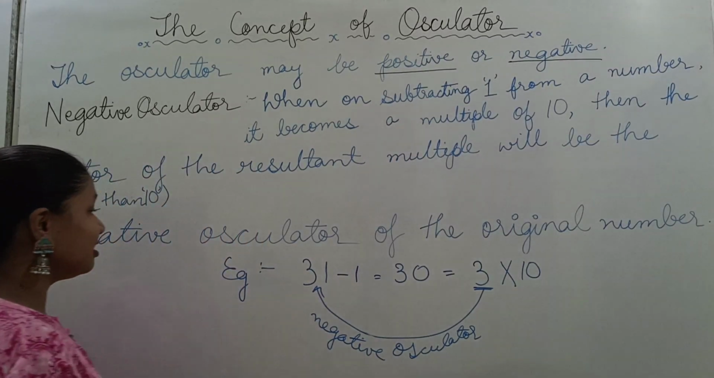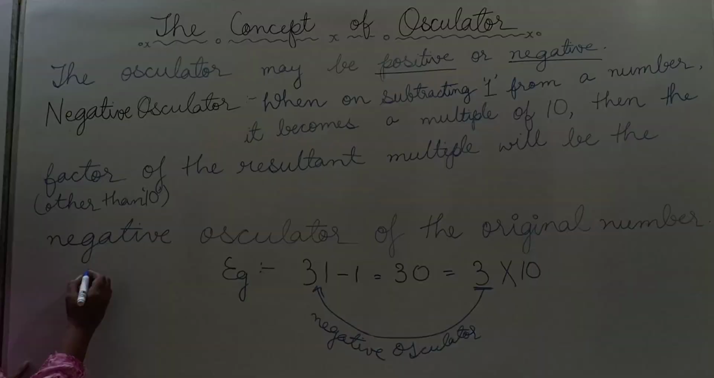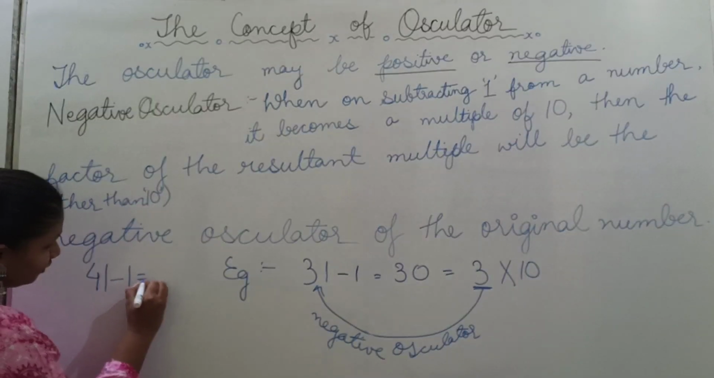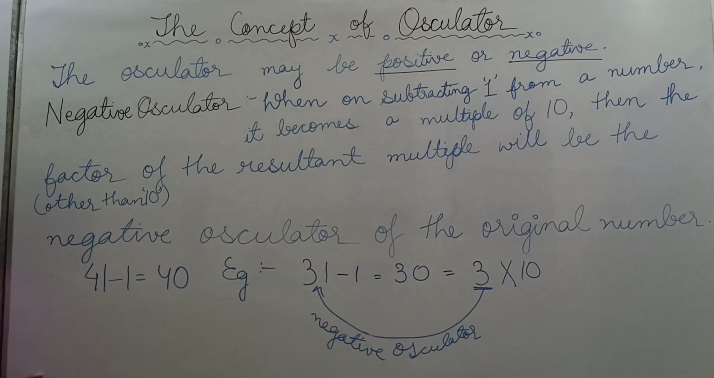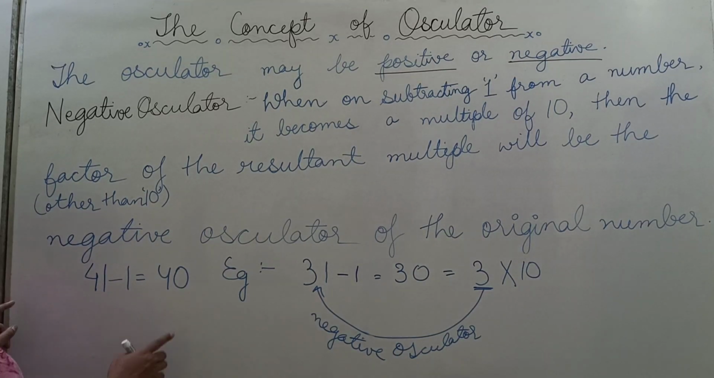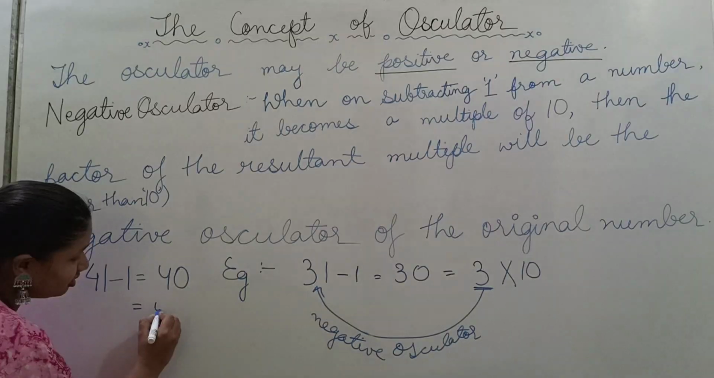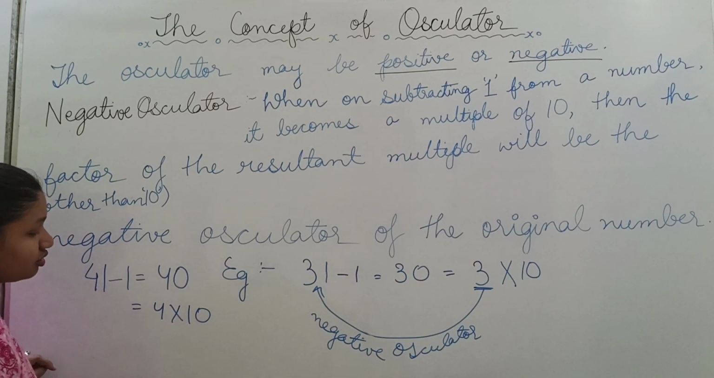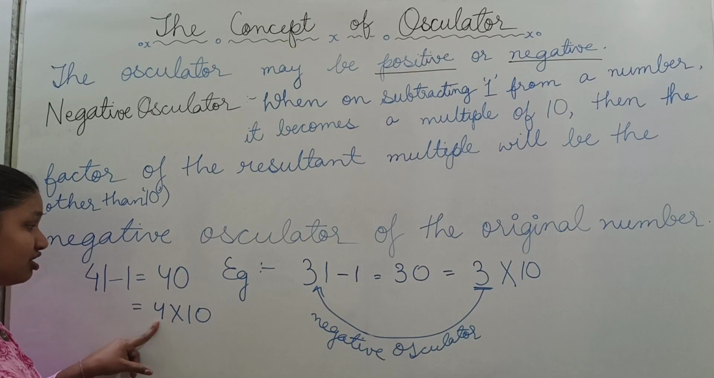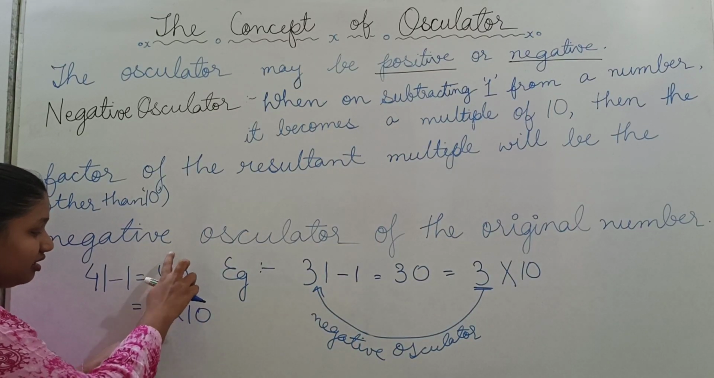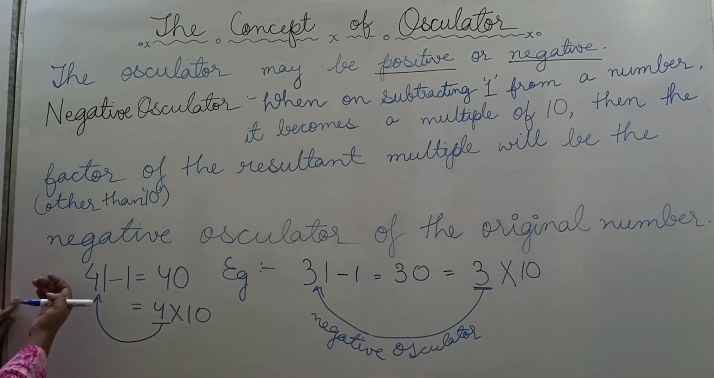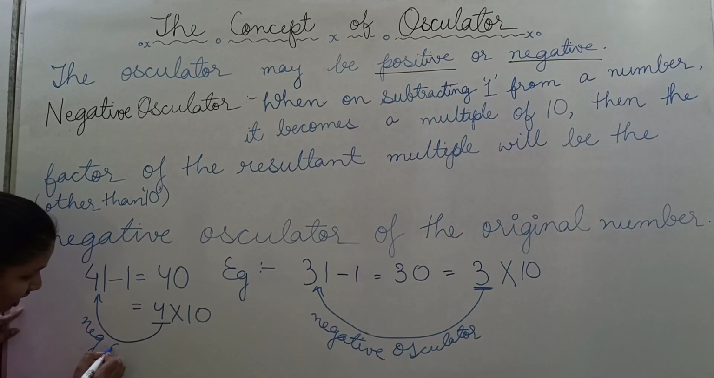Okay. Now, let's understand this by taking another example, say 41. If we subtract 1 from 41, our result will be 40, right? And we all know 40 is a multiple of 10. Now again, we can write 40 as 4 into 10. So, other than 10, whatever remains in the factorization of the resultant multiple will be our osculator, in this case the negative osculator.